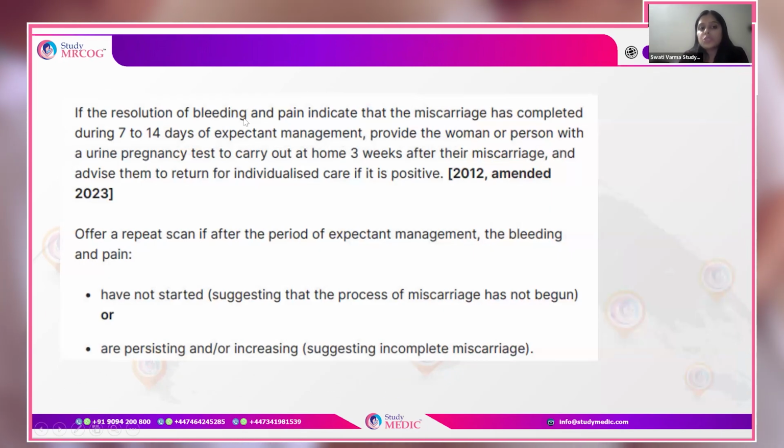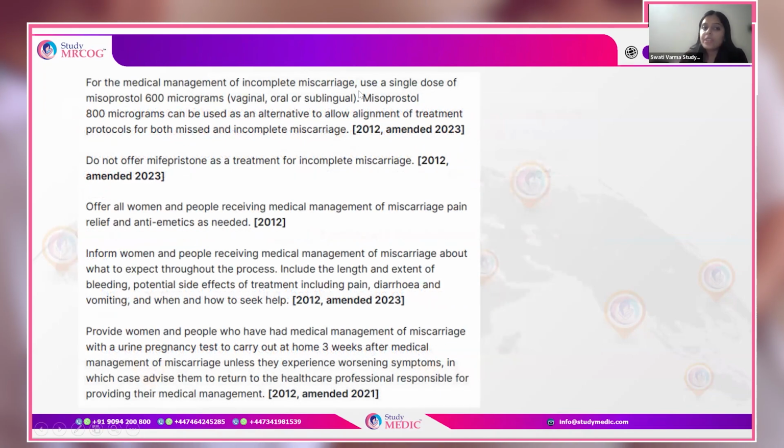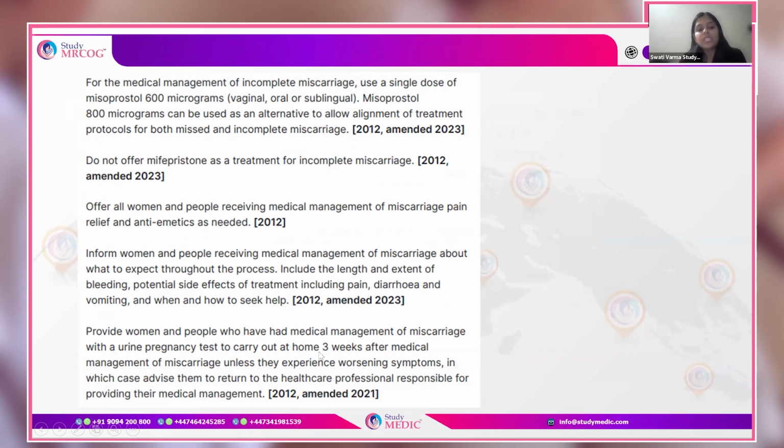So if the resolution of bleeding and pain indicate that the miscarriage has completed, then provide the woman or person with a UPT to carry out at home 3 weeks after their miscarriage. For medical management, we use single dose meso 600 mcg. MIFI is not to be offered in incomplete miscarriage. If she opts for medical management also, then ask her to carry out UPT again at 3 weeks after the medical management.